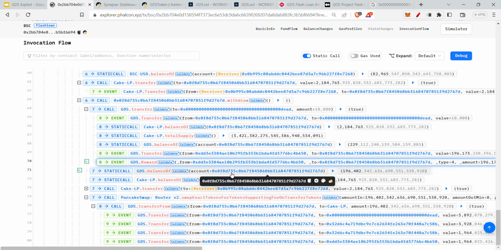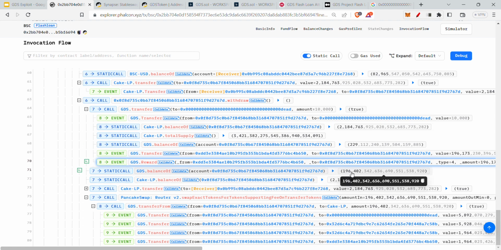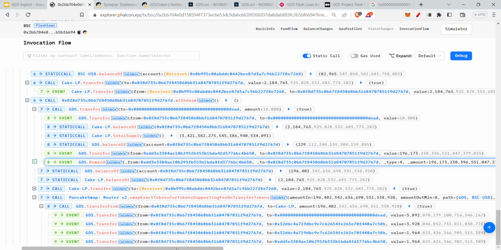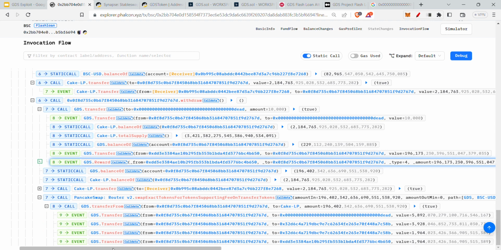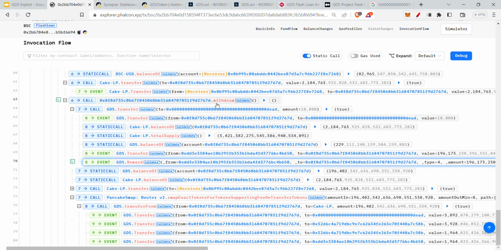In this F8D7 contract right now, it has 196,402 and the LP token is 2.1 million. Now you may have noticed that this is how much he earned, 196,173. And this is his balance inside his account, which is a little more. And why is that the case? If you see here, there's a few lines before. GDS.balance of F8D7 is 229. There is actually a very small sum of GDS token inside this contract. It's quite interesting over here. So all these things happen.